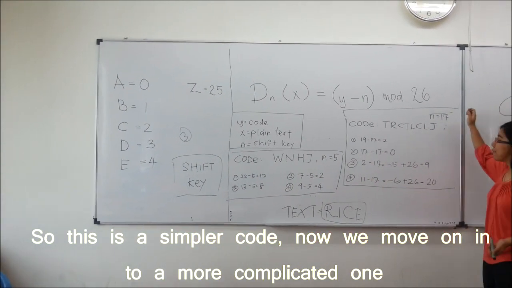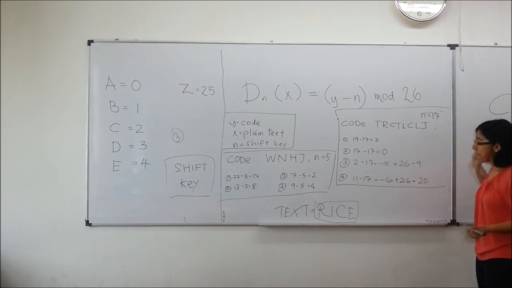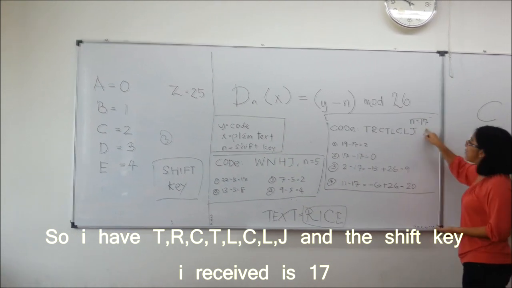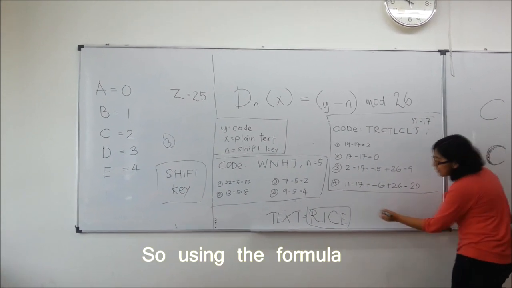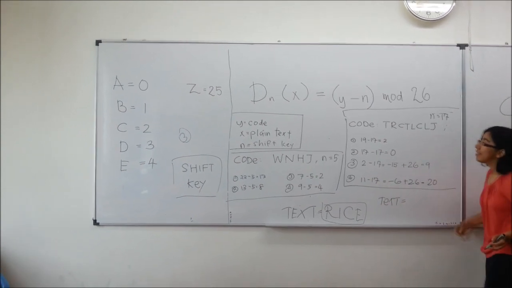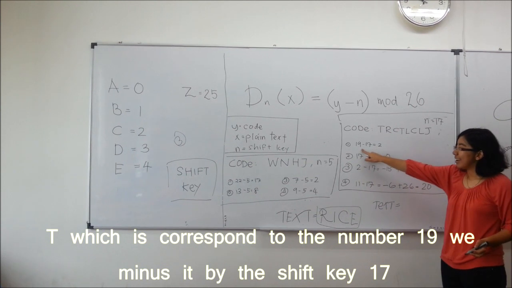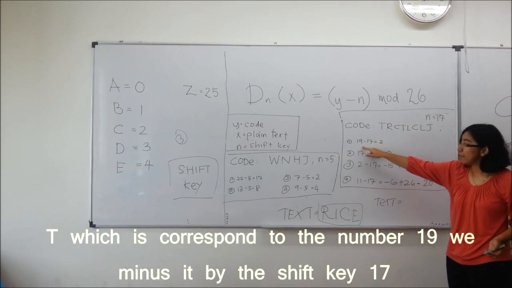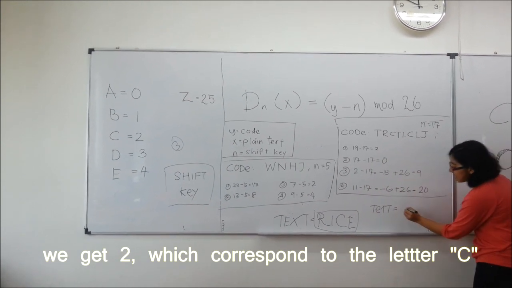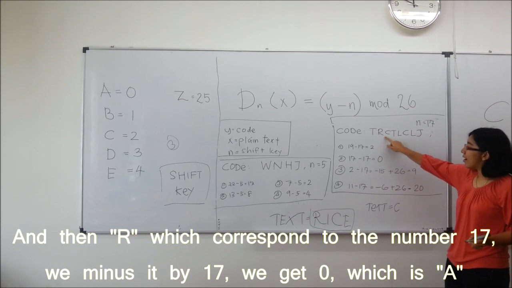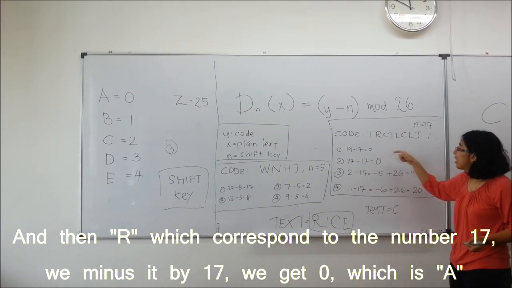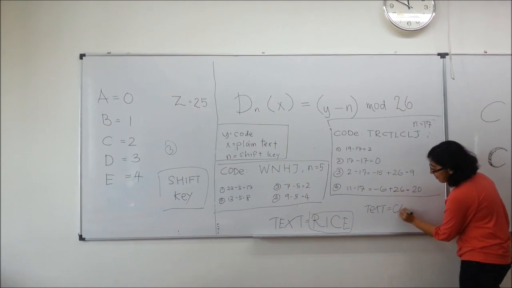Now we move on to a more complicated one. So I have TRCTLCLG, and the shift key I received is 17. So using the formula, T, which corresponds to the number 19, we subtract the shift key 17, we get 2, which corresponds to the letter C. And then R, which corresponds to the number 17. We subtract 17, we get 0, which is A.